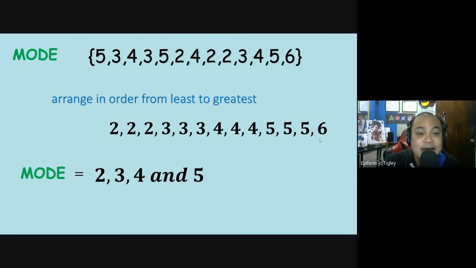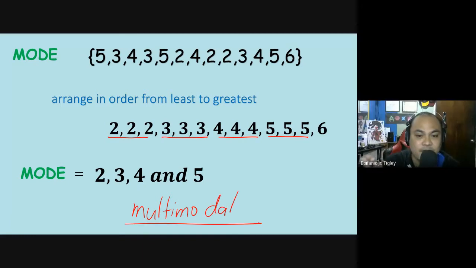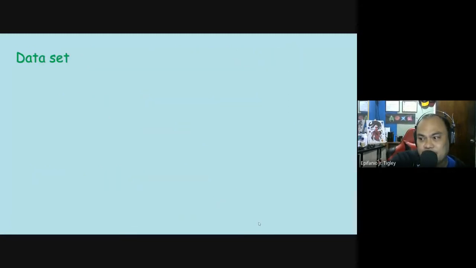That's because 2, 3, 4, and 5 each repeat more than the number 6. And this is what you call multimodal. It has 4 or more modes. Okay? Now, any questions about the mean, the median, and the mode?